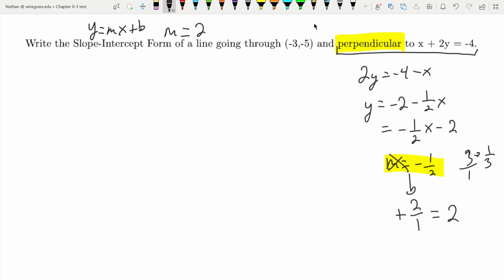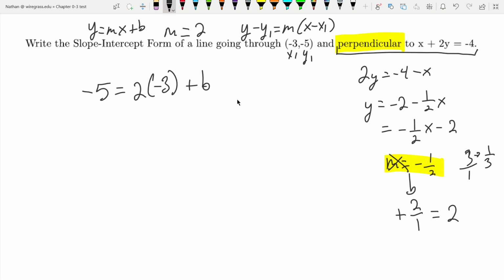So now we can either use the point-slope form, plugging in this as x1, y1 into there and solving. You can also just take this formula here and plug these numbers into there and plug m into there as well. So y is the same thing as y1, so -5. M is just 2. X is -3. And b is what we're trying to find. If we know what m and b are, we know the point-slope, or the slope-intercept form.